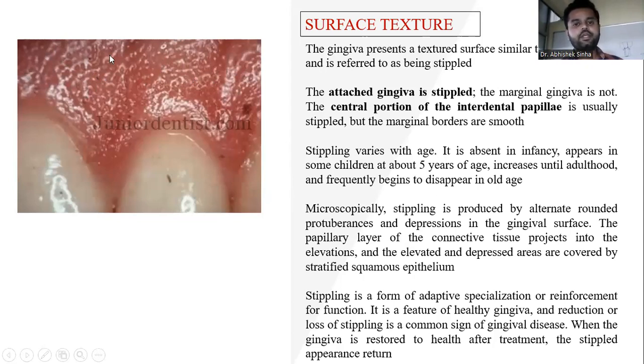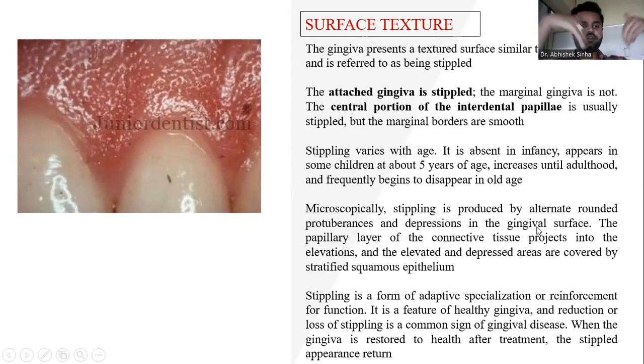So you will find stippling, you will find this orange peel appearance in attached gingiva and the central portion of the interdental papilla, nowhere else. Stippling varies with age and it is absent in infancy, appears in some children after 5 years of age and disappears in old age. Now, microscopically, stippling is produced by alternate rounded protuberances and depressions in the gingival surface.